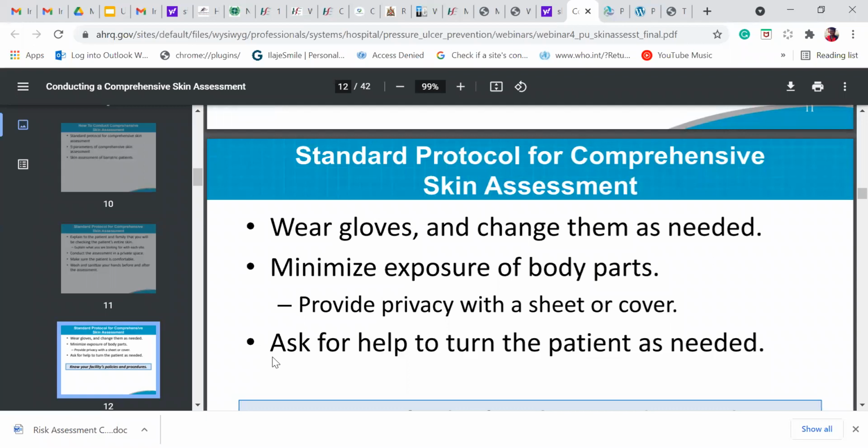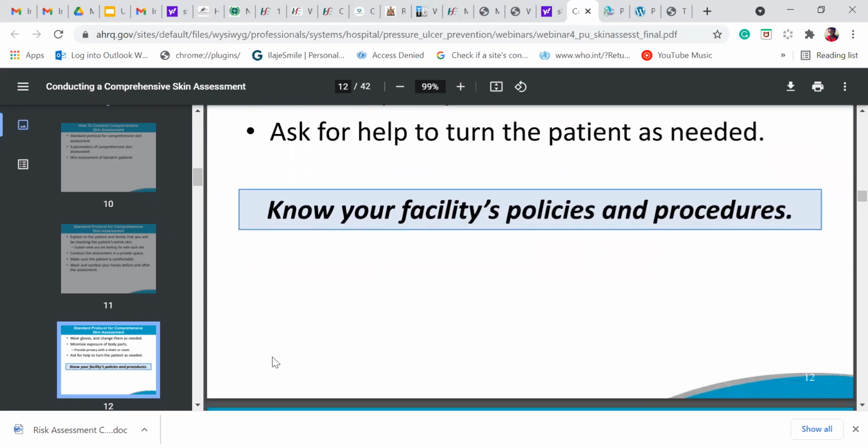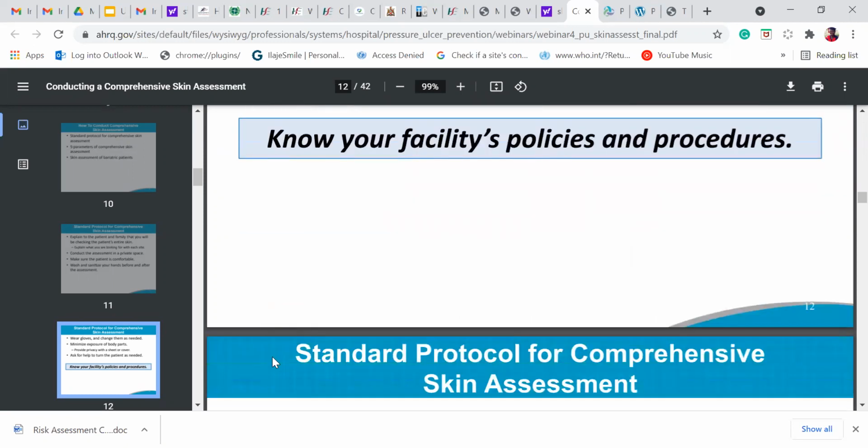Ask for help to turn the patient as needed. So if you need help, you need to ask for help. You need to let the patient know that somebody else will be coming to join you in the assessment. So above all, it's important that you follow your facility's policy and procedure when it comes to skin assessment and scoring.